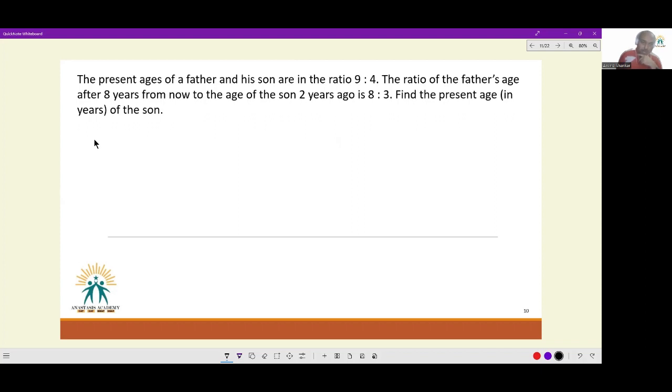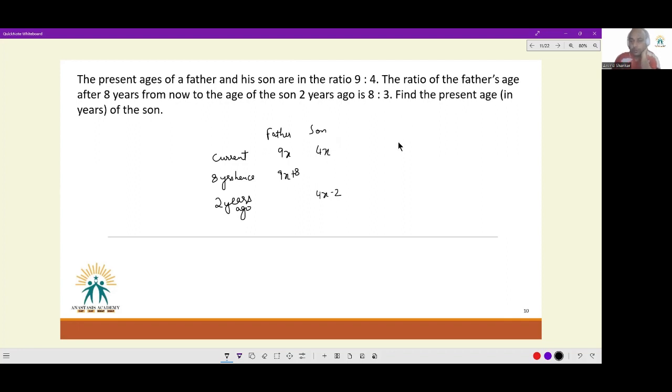Next, the present ages of father and his son are in the ratio 9:4. The ratio of father's age after 8 years from now to son's age 2 years ago is 8:3. Find the present age in years of the son. Okay. Father, son, current age is 9x, 4x. 8 years hence, father's age will be 9x plus 8. 2 years ago, son's age will be 4x minus 2.